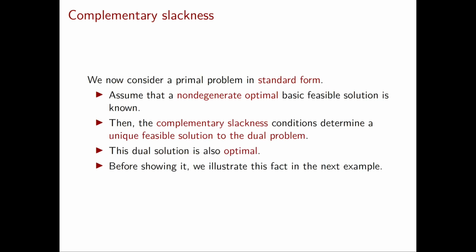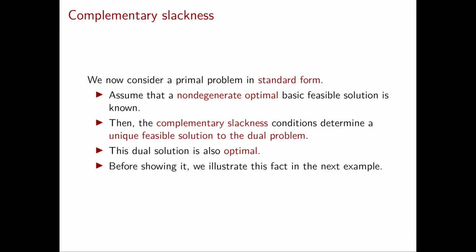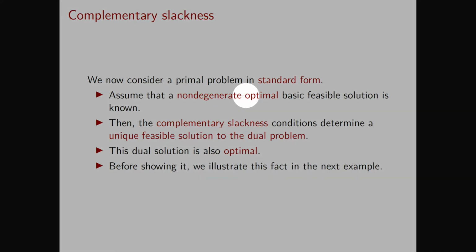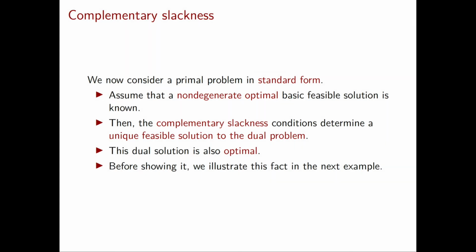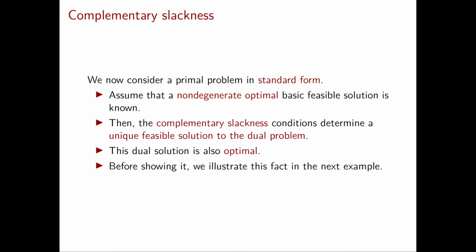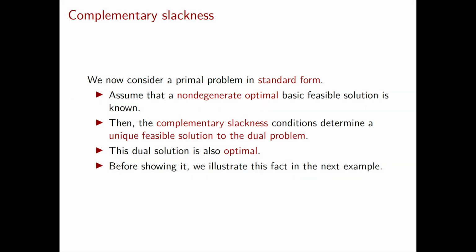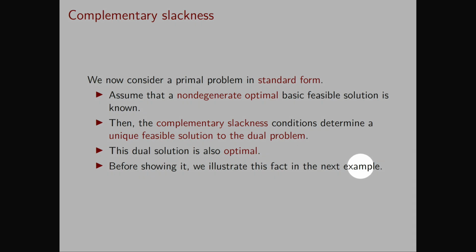Now we go back to consider a primal problem in standard form. We're going to assume that a non-degenerate optimal basic feasible solution is known, and we will see how the complementary slackness conditions can be used to determine a unique feasible solution to the dual problem. We will then see that this dual solution is also optimal. To understand this behavior, we first look at an example.